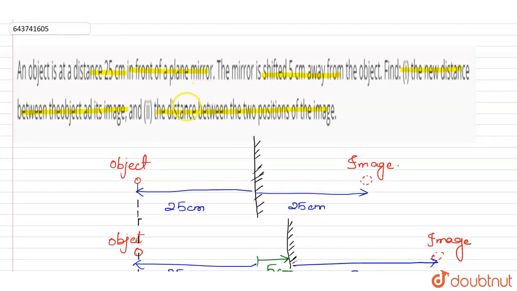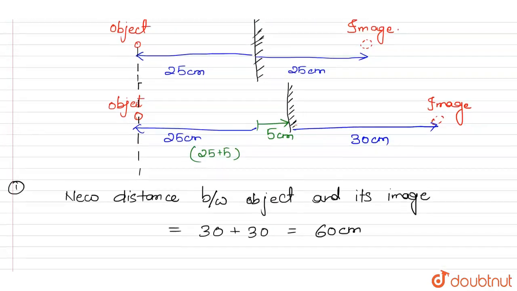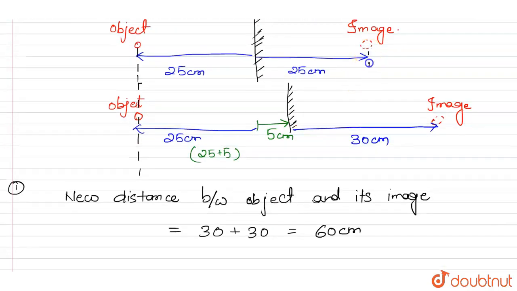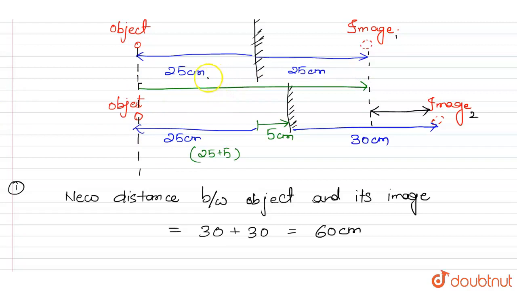Now part 2 of this question. In part 2 we have to find the distance between the two positions of the image. We have to find this distance. Here this is the initial position of the image, that means image 1, and this is image 2. Earlier, the total distance initially was 25 plus 25, this was 50 cm.